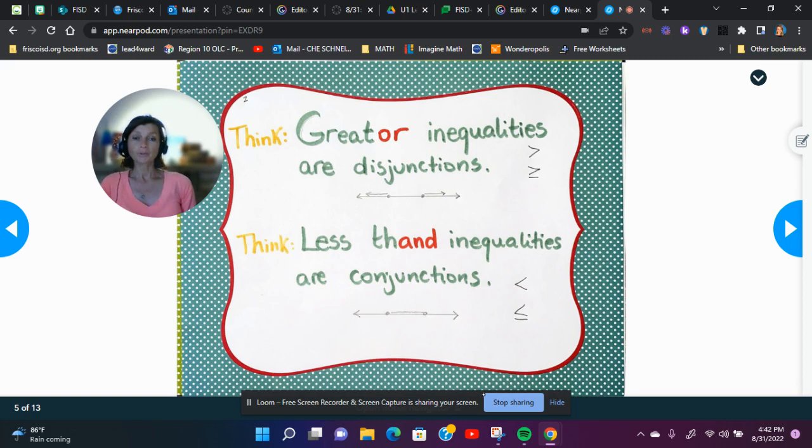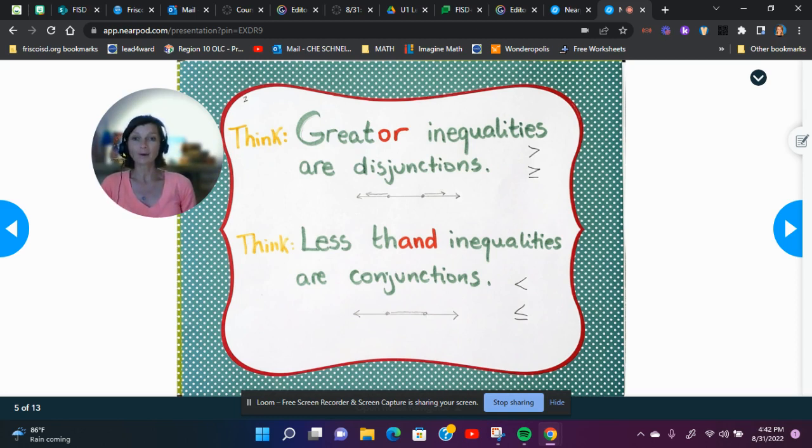Now, to help you think, I thought about, okay, greater sounds like greater. So anytime you have that greater than symbol, you will be thinking of greater. That will be a disjunction. That's your indicator. That's your hint. A disjunction, once again, goes in two different directions, no overlap when you shade.